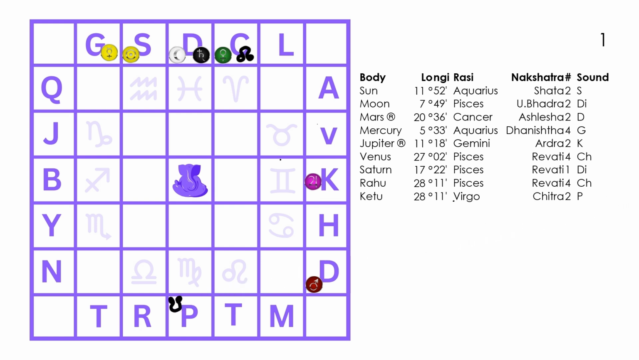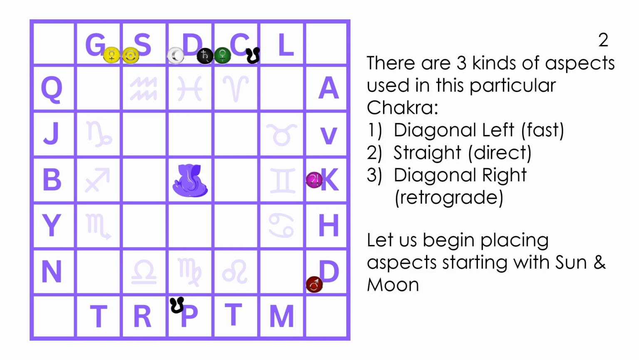Okay, so now there are three kinds of aspects used in this particular chakra. So there is a diagonal left. Wherever the planet is placed, imagine it's always looking towards the middle. So if you're looking towards the middle, your left and right changes depending on which side your nakshatra is in. So the diagonal left is for denoting fast speed, and the straight means forward, like if something is in Sa and it is aspecting Ra, that is the direct or the straight aspect. And the third one is the diagonal right, which is the retrograde.